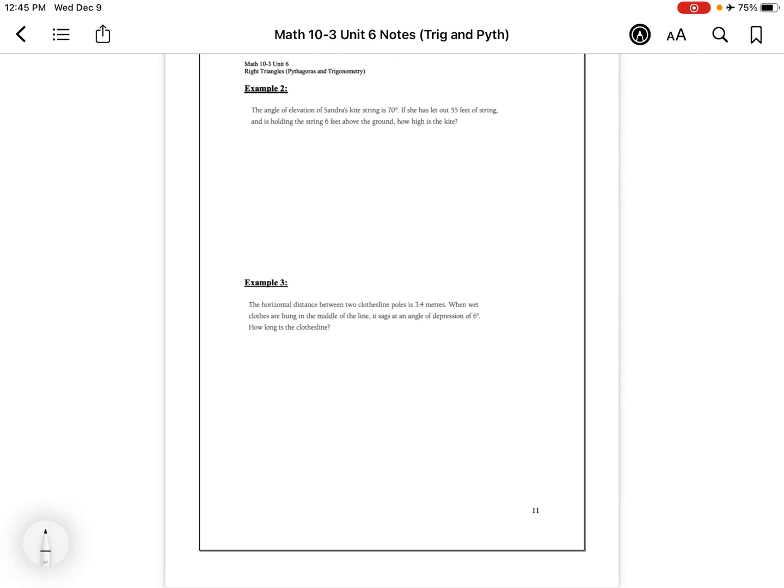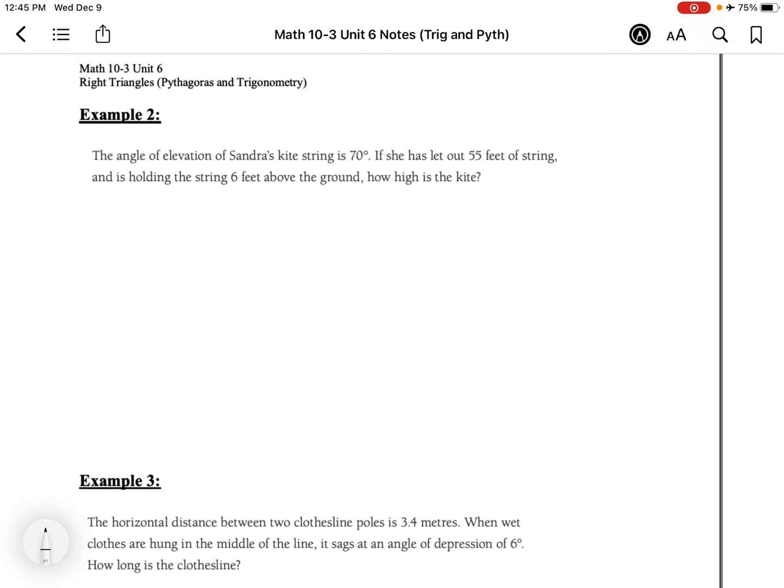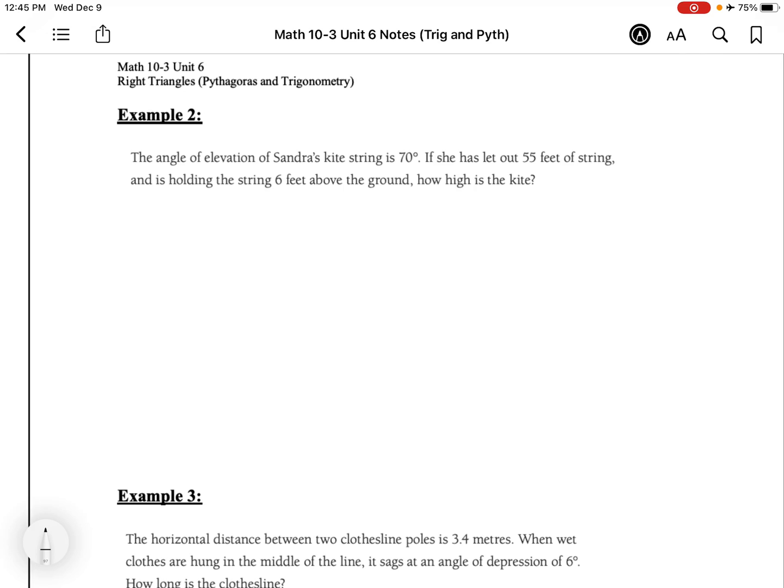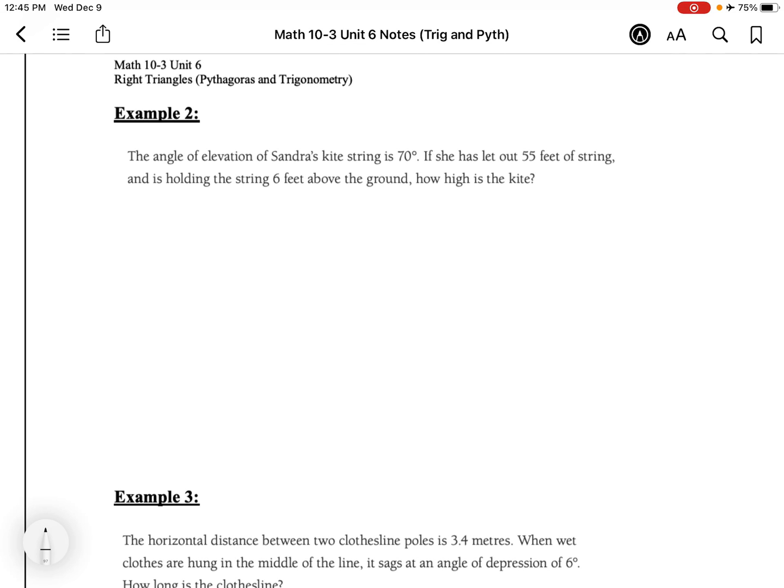All right, so here we go. The angle of elevation, there is that term again. So I'm just going to underline that. The angle of elevation of Sandra's kite string is 70 degrees. If she lets out 55 feet of string and is holding the string 6 feet above the ground, how high is the kite?